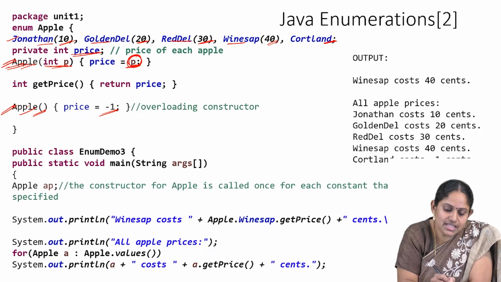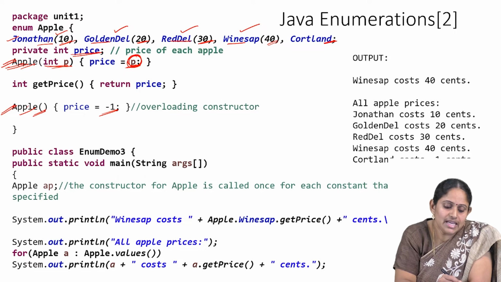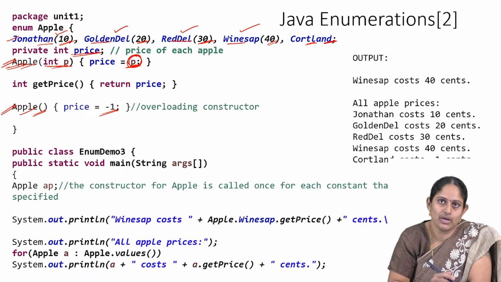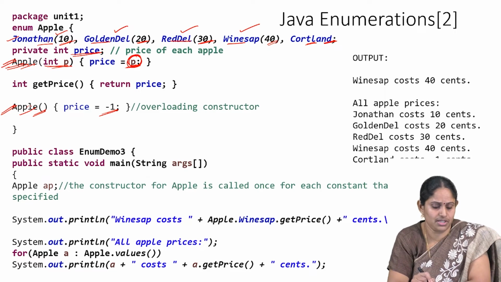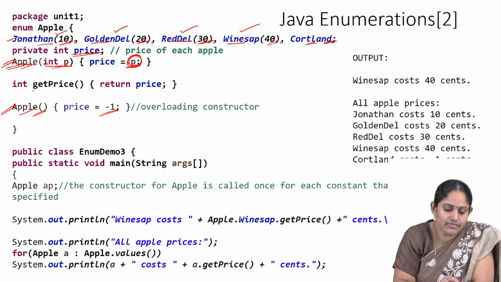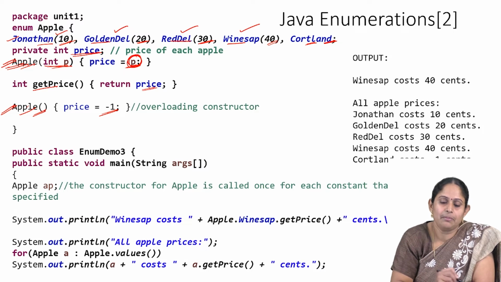So in each of these cases, for Jonathan, Goldendale, Reddell and Winsap, we can assign the values of price to 10, 20, 30 and 40. Whereas in case of Cortland, the price value is set to -1. So we are having overloaded constructors in enumeration also. Then we have a method named getPrice, which will return the value of the price variable, whatever is being stored.